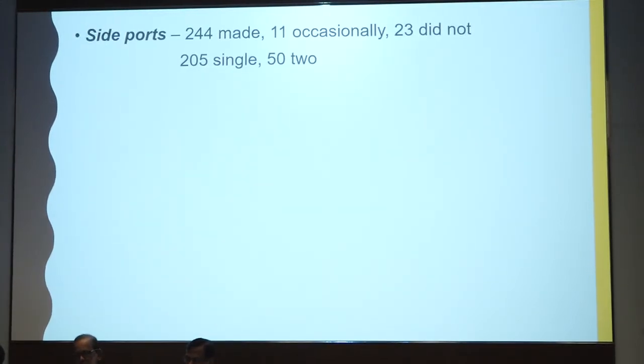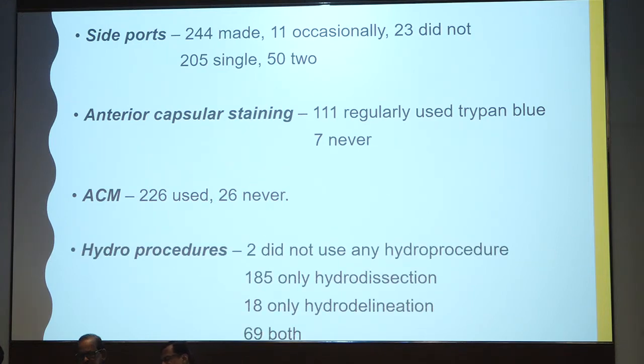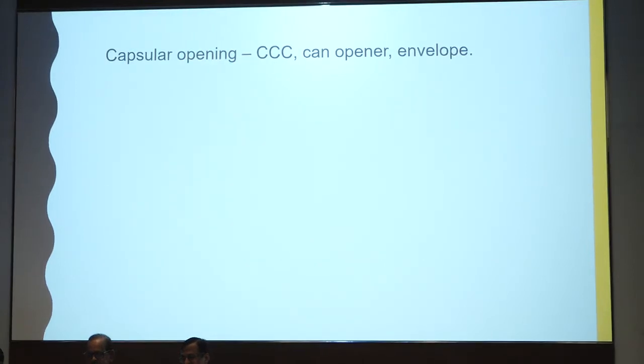Side ports again, 23 never make any side ports, and out of those who do make, 205 make a single side port while 50 make double side ports. Anterior capsular staining, irrespective of the type of cataract, 111 always use a dye and 7 never use a dye. Anterior chamber maintainer, again 26 never use, while the others do popularly use the ACM. Again, there is a lot of variation with respect to the hydro procedures also. 2 surgeons do not use any kind of hydro procedure. There are some who use only dissection, some who use only delineation, and 69 who do both types of procedures. Capsular opening also, the most popular is the rhexis, followed by the can opener and also an envelope variation.